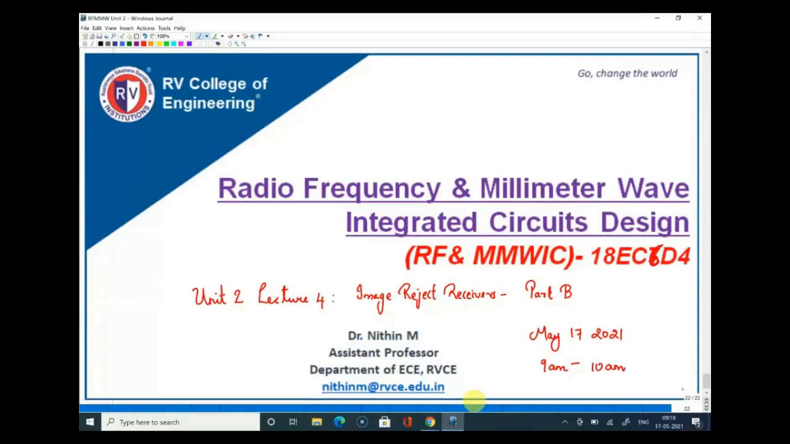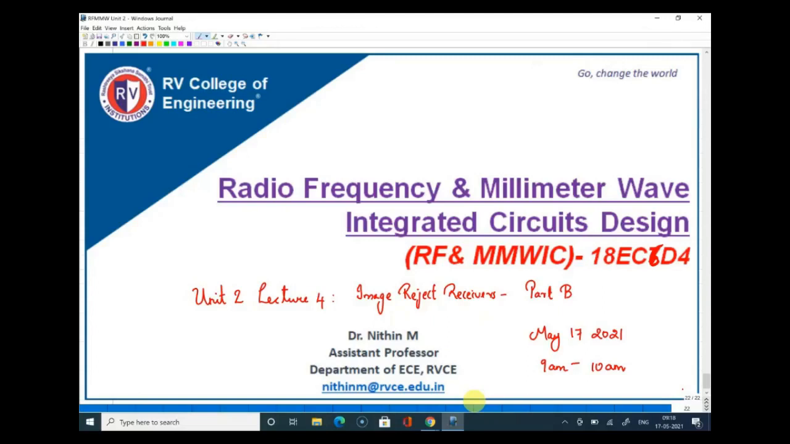Welcome to lecture number 4, Unit 2, Radio Frequency and Millimeter Wave IC Design. We were discussing transceiver architectures, and in the previous classes we discussed heterodyne architecture and dual down conversion receiver.